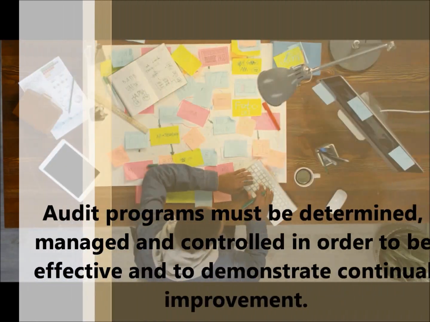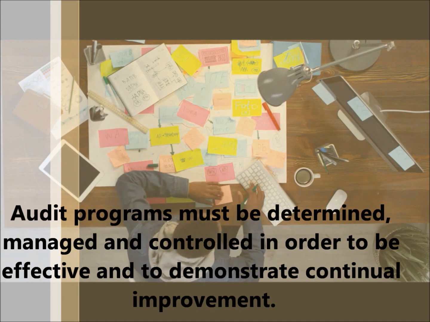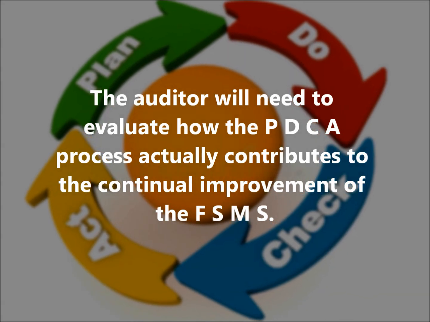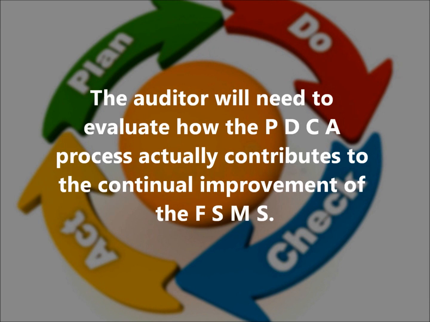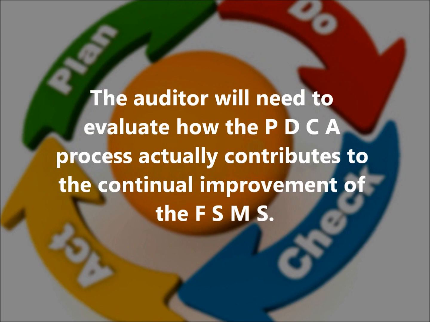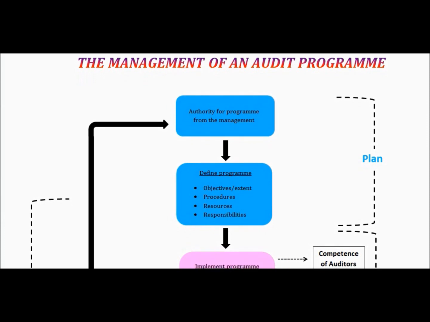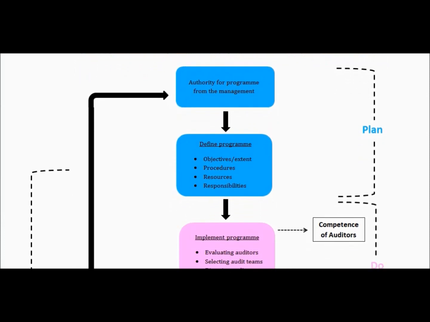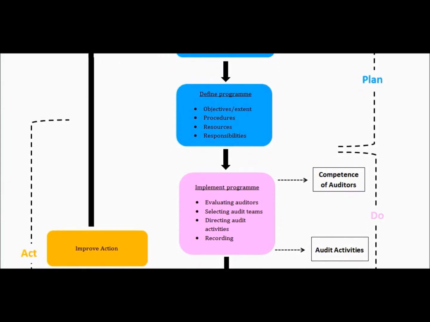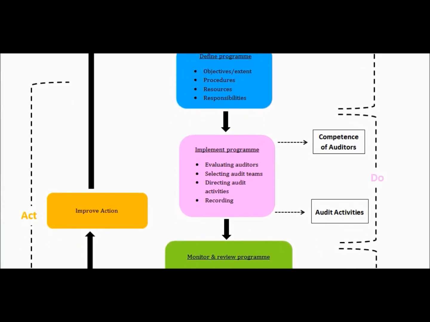For any organization, audit programs must be determined, managed and controlled in order to be effective and to demonstrate continual improvement. To audit effectively, the auditor will need to evaluate how the PDCA process actually contributes to the continual improvement of the FSMS. The auditor will need to evaluate how the monitoring and measurement processes that the organization has established contribute to the continual improvement of the FSMS. The diagram overleaf shows the management of an audit program related to the plan, do, check, act cycle.